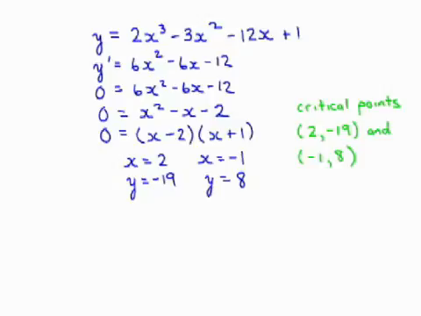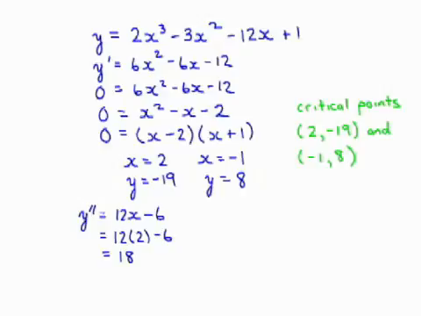We don't know which one of those critical points is a maximum and which one is a minimum. We actually do, because we have an extensive knowledge of cubic functions. But instead of using that knowledge, what we're going to rely on is our second derivative. So we take our second derivative, y double prime, which is equal to 12x subtract 6, and we substitute in our first x value, 2, into that second derivative. And we find that y double prime is equal to 18 when x is equal to 2.